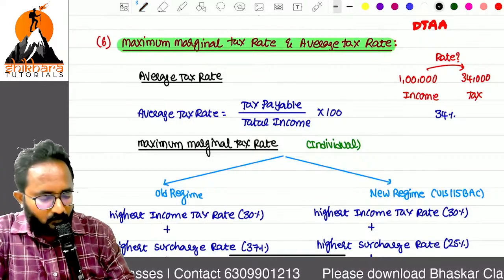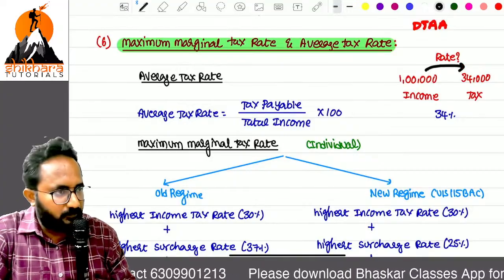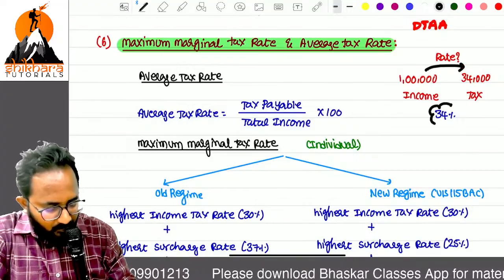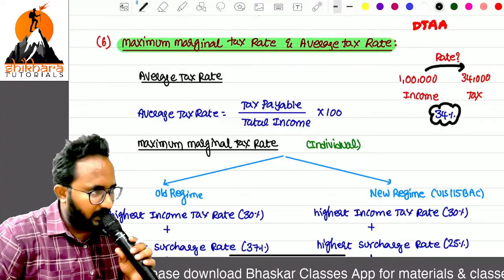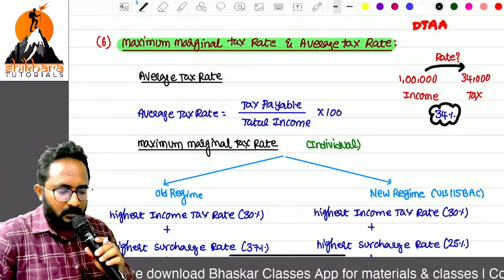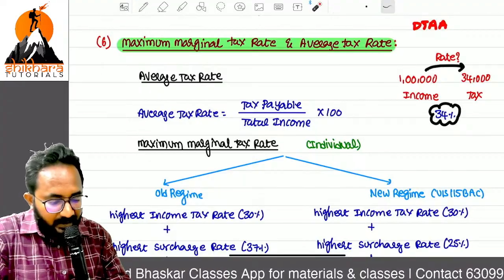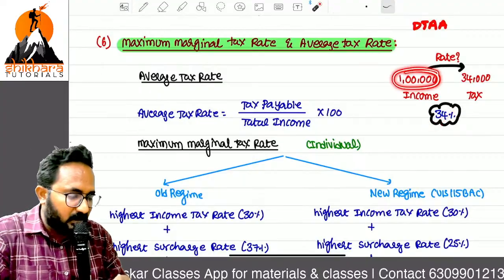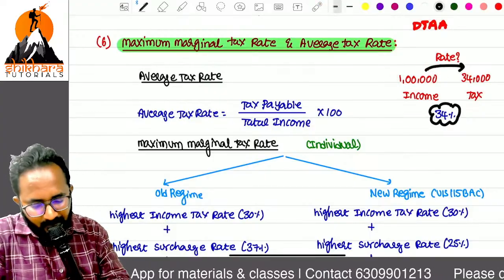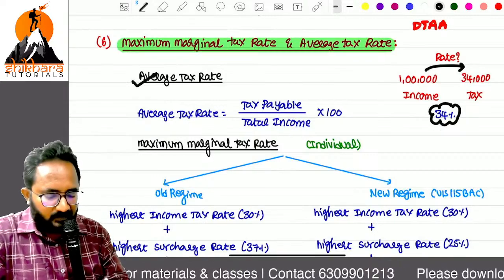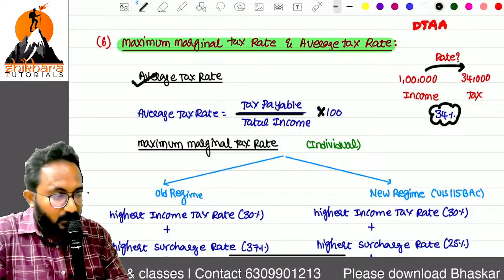So 1 lakh income is there. On that 1 lakh we paid 34,000. If I am asking the rate, how can you calculate? 34,000 divided by 1 lakh into 100, if you apply, you will get 34%. So on an average, what is the rate we collected on this income? What is the rate of tax we applied on this income? That is only the formula. Average tax rate is nothing but tax payable divided by total income into 100.